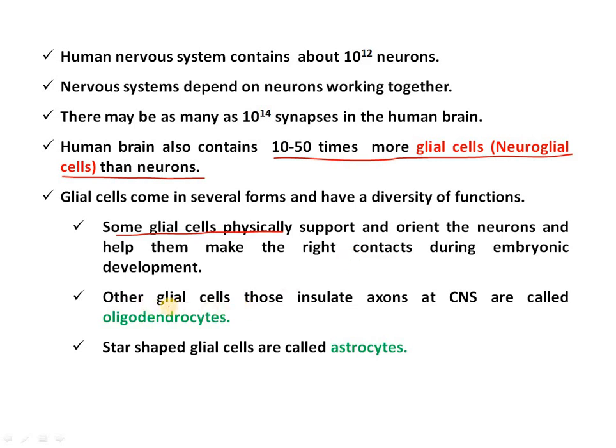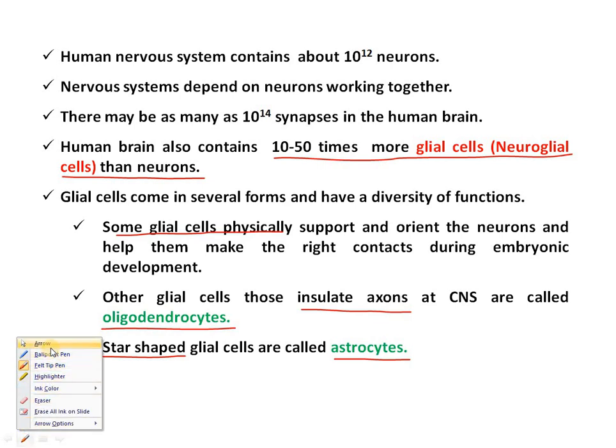There are some glial cells which are responsible for insulating the axon in the central nervous system, and these are called oligodendrocytes. There are some cells which look like stars. These cells are astrocytes, and they are huge in number in the central nervous system, providing different supports to the neuronal cells so that they can act properly.